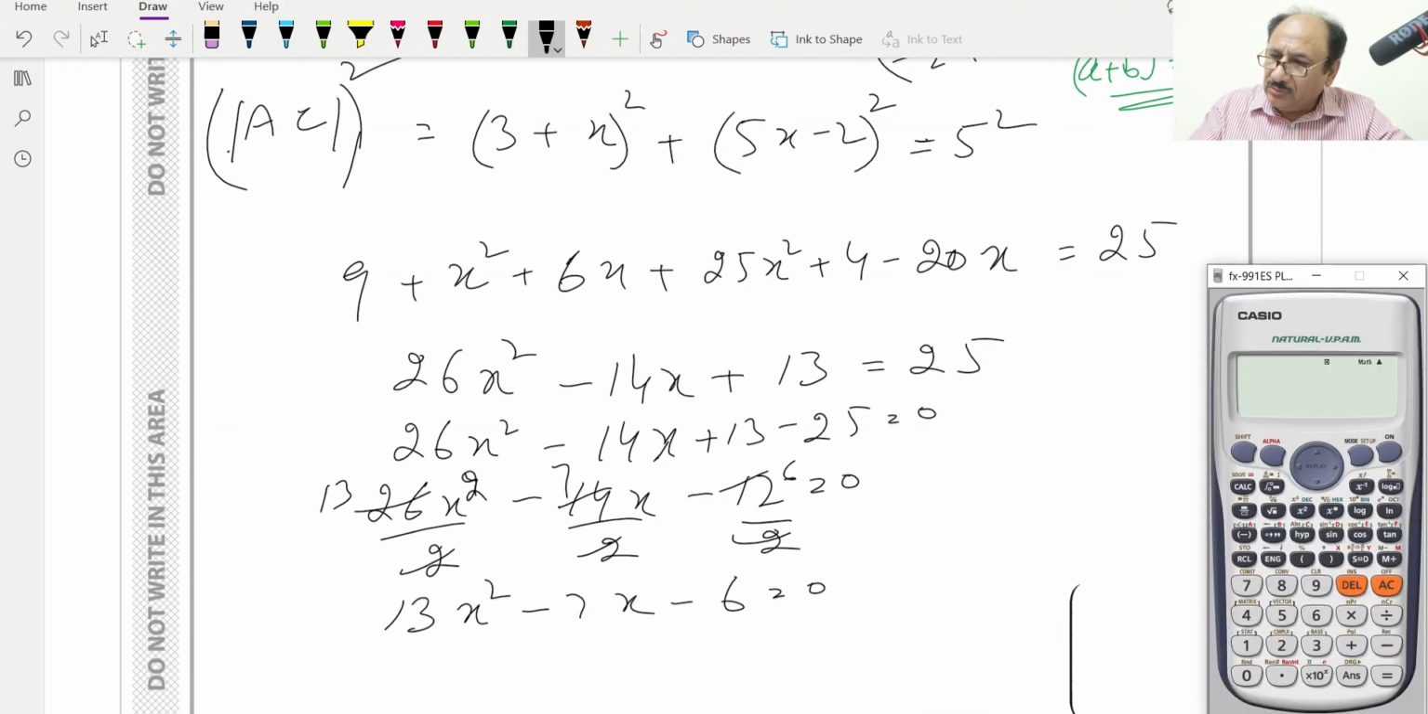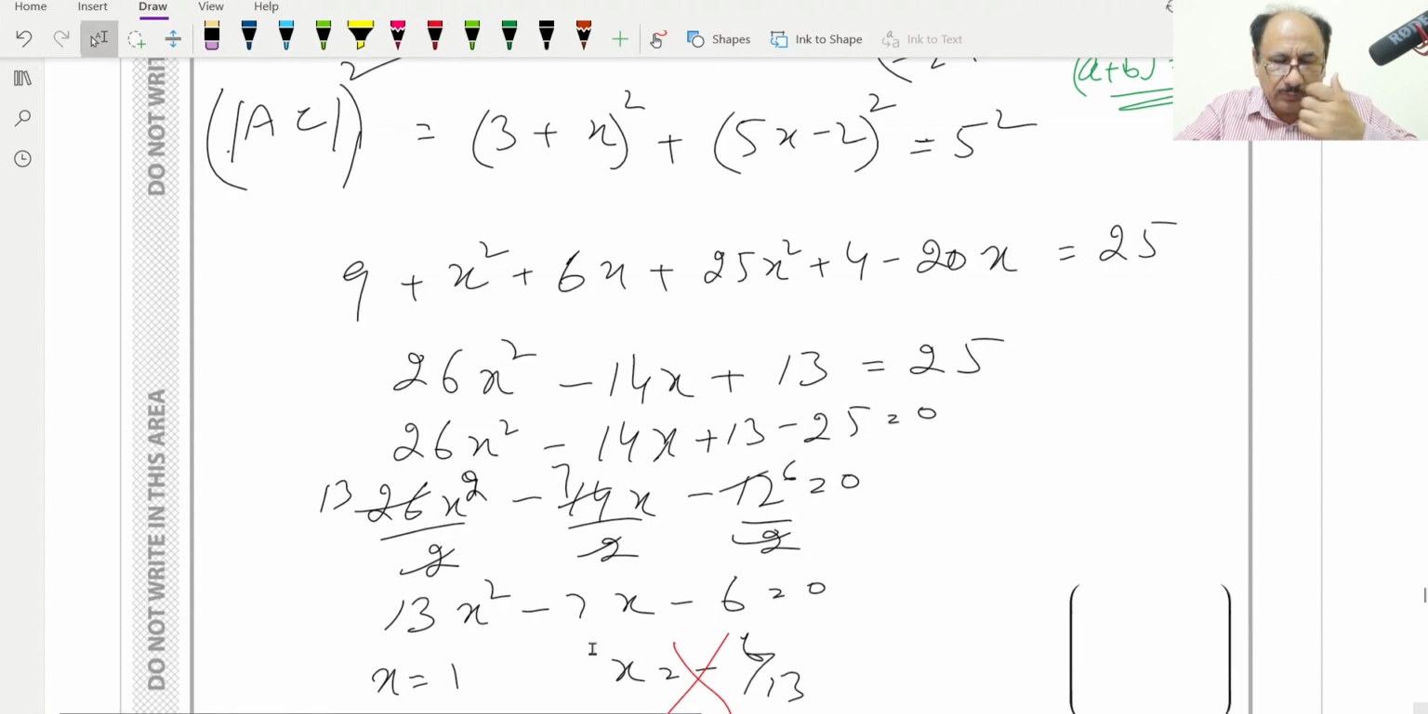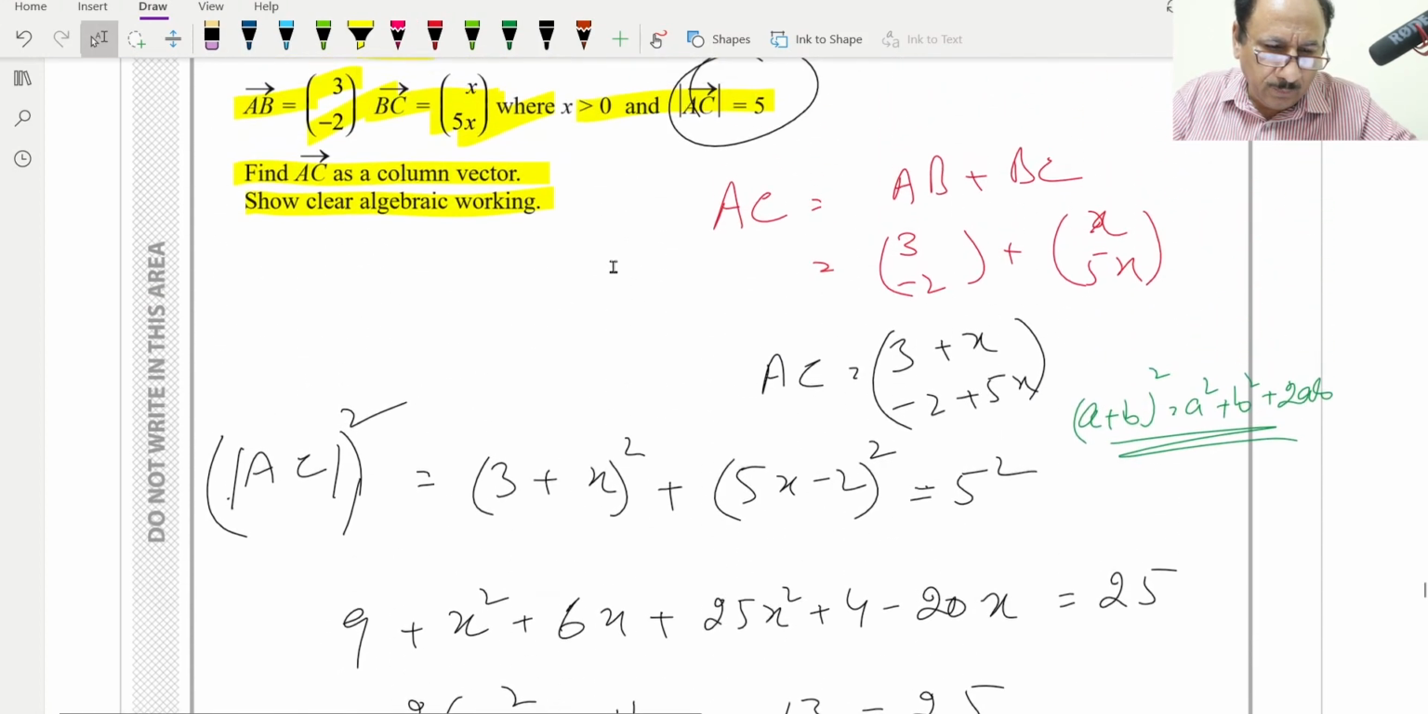And we can factorize this. The coefficient of x squared is 13, then minus 7 is the coefficient of x, and minus 6 is the constant. So x is equal to 1 and x is equal to minus 6 over 13. So we will reject this value, which is negative, and x is equal to 1. We will be writing x is equal to 1.